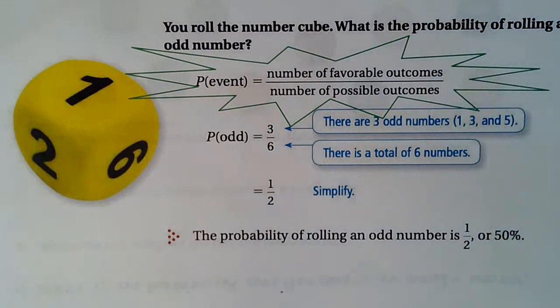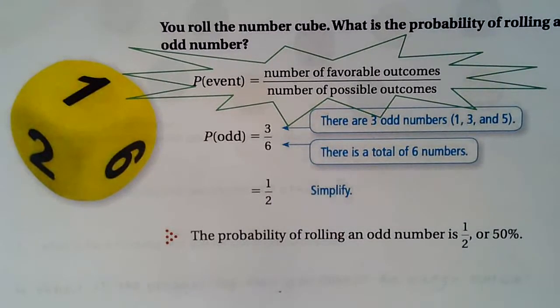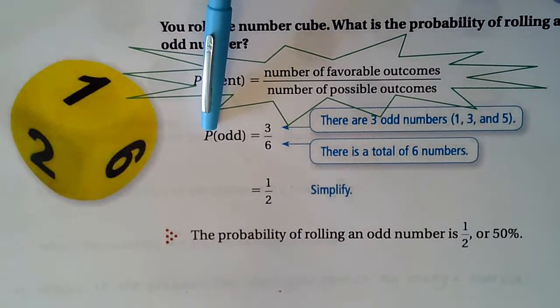So here it says we've got this number cube. You have your die. And what is the probability of rolling an odd number? Well, on a 6-sided die, there are 6 numbers, 1, 2, 3, 4, 5, 6. And 3 of those are odd. 1, 3, and 5.